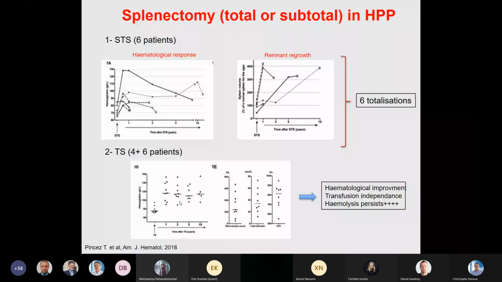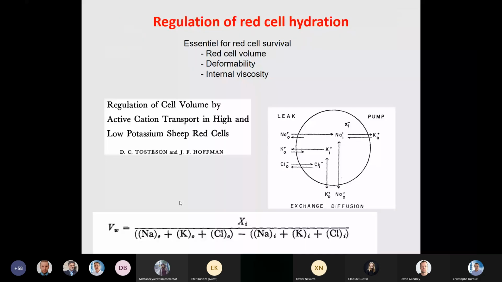And to finish, I'm going to talk about dysregulation of red blood cell hydration, the stomatocytoses, which are probably the least known of this group of diseases. They are a very fascinating group of diseases. They are now better recognized, and we know that they have some clinical and therapeutic issues. We need to recognize them because you cannot treat them like other red cell membrane disorders.